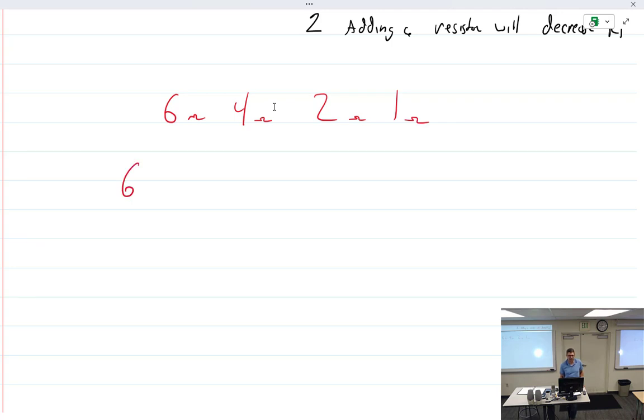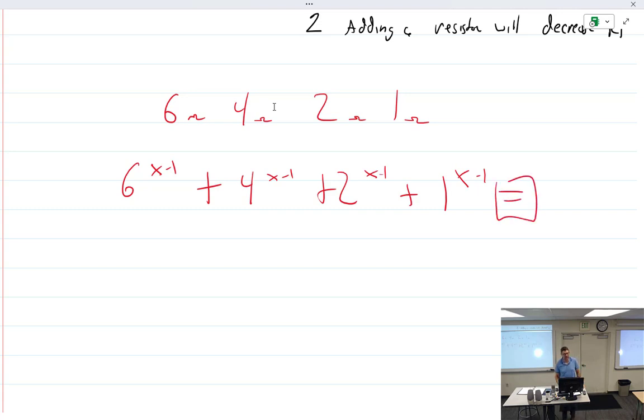So it's 6, and then we're going to hit the X minus 1 key. X minus 1 plus 4, X minus 1 plus 2, X minus 1 plus 1, X minus 1 equals, and we're going to get a number. What number did you get? 1.92. Now we're going to hit that X minus 1 key one more time. And you should get 0.52. There's your answer.